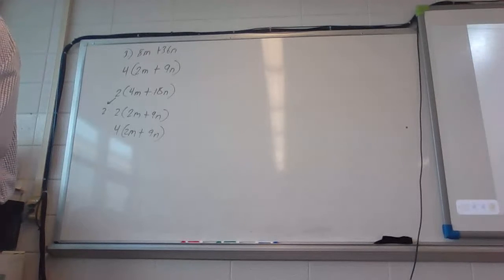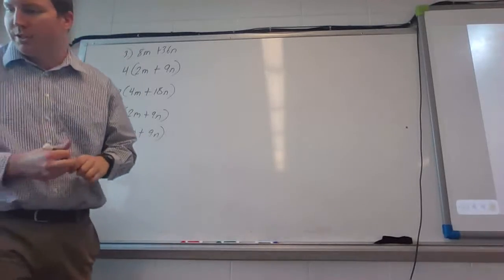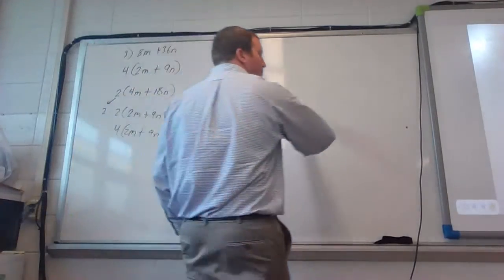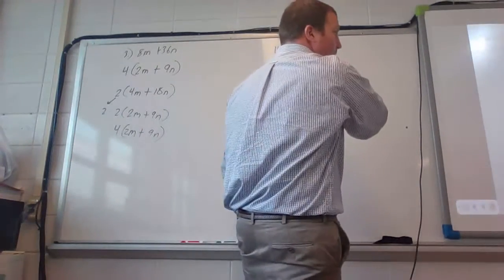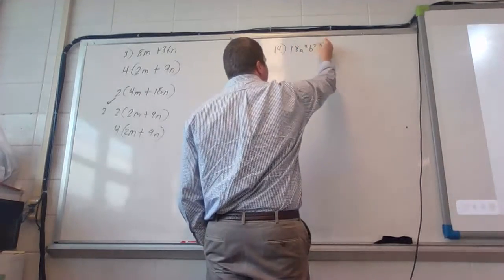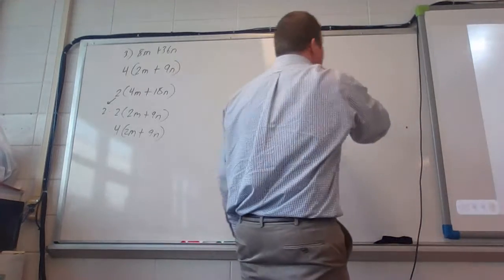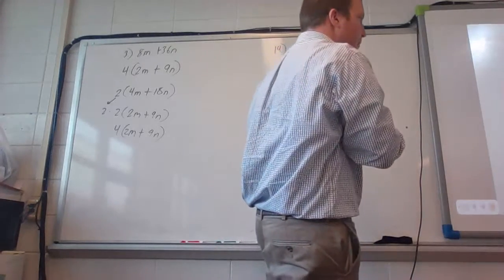So pick out some numbers from the back page. What you want to do? 14. We got 18 squared, minus 48.